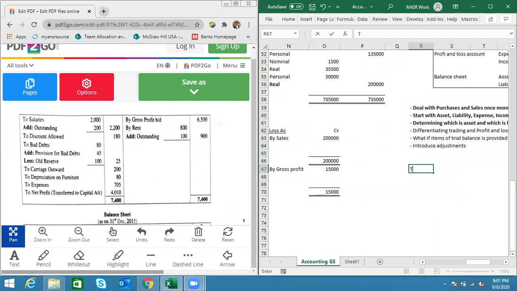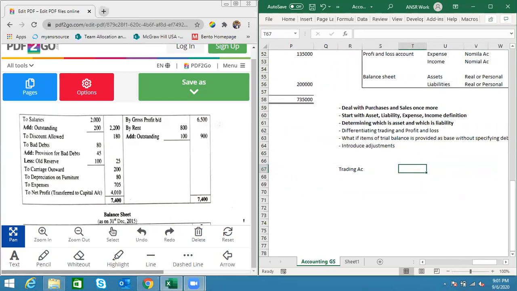So it will be safe to say that in the trading account, all the directly related expenses and incomes come in, and in the profit and loss account, those which are not directly related expenses and incomes come in.